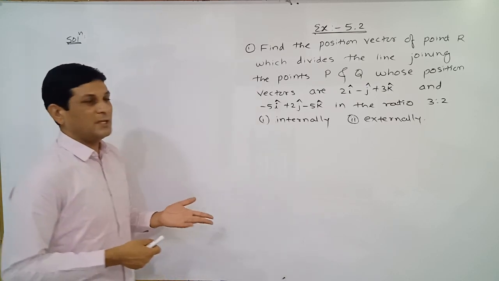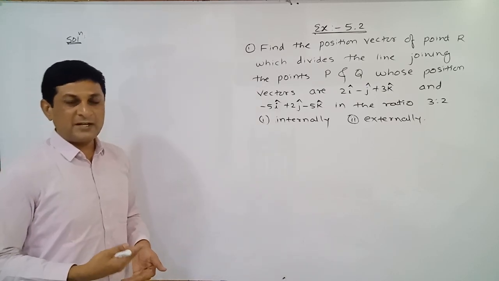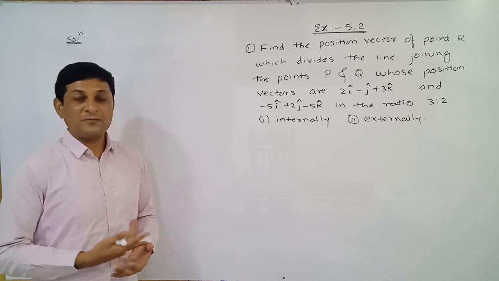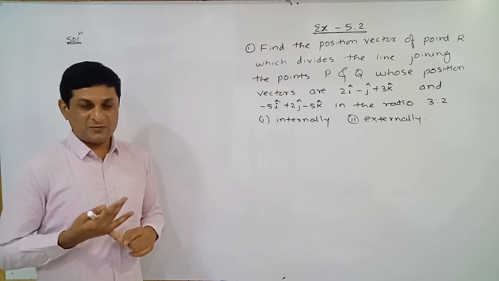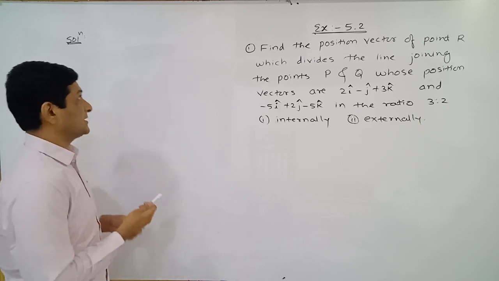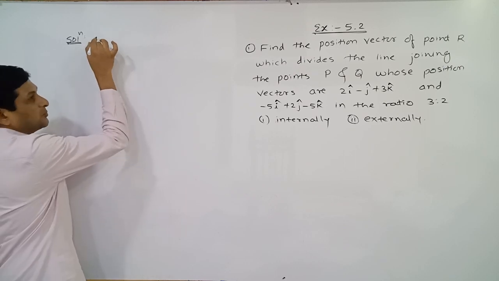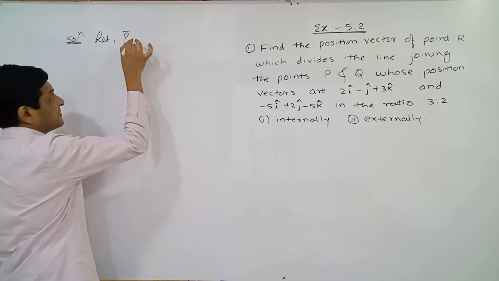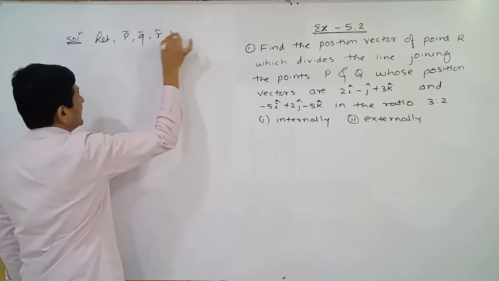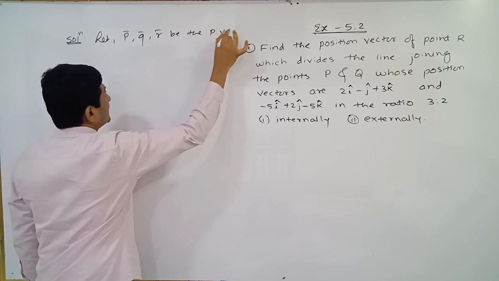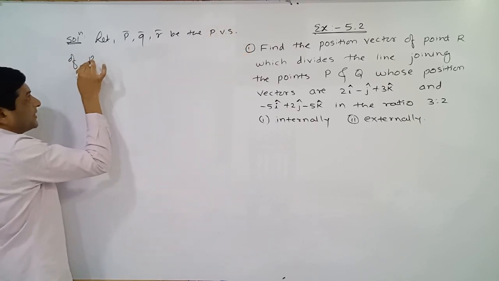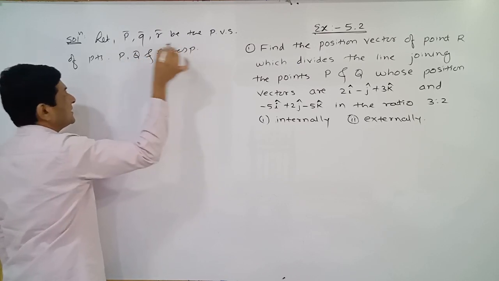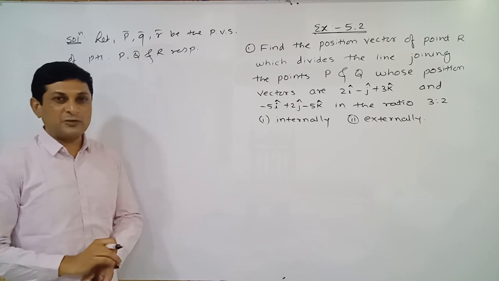So let us try to solve the example. Just now we have discussed, whenever we are solving an example, we have to first define what? Position vectors, and then apply the section formula, midpoint formula or centroid formulas. So here we are denoting the position vectors. Three points are given to us. We denote the position vectors of points P, Q and R respectively by P bar, Q bar, R bar.